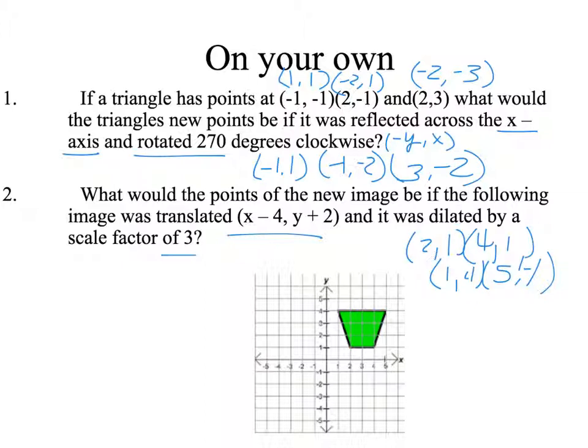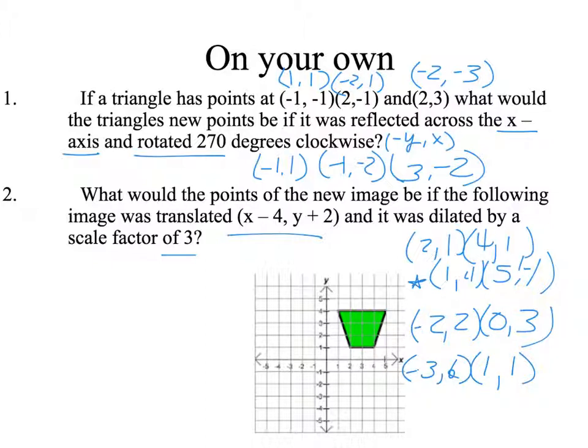When I translate it, for the first point, I'm going to get negative 2, 2. Second one is going to become 0, 3. The third point down here is going to become negative 3, 6. And the last point is 1, 1. Now I need to dilate everything by a scale factor of 3.